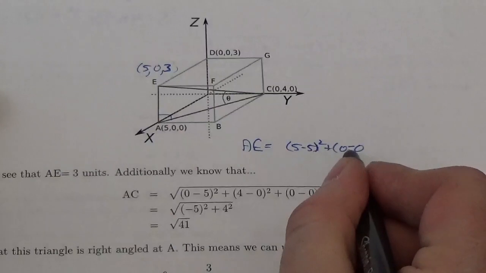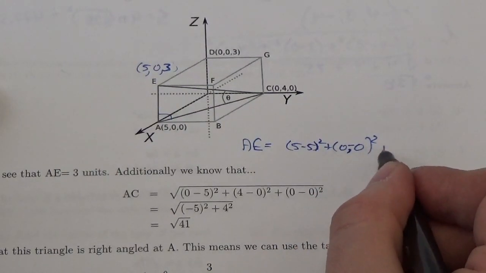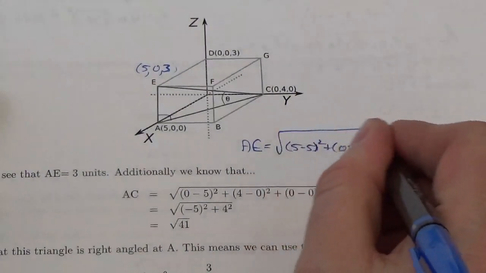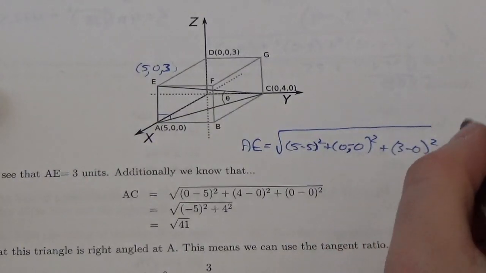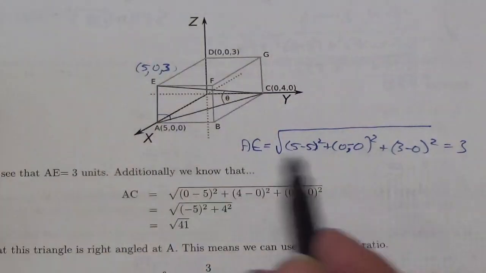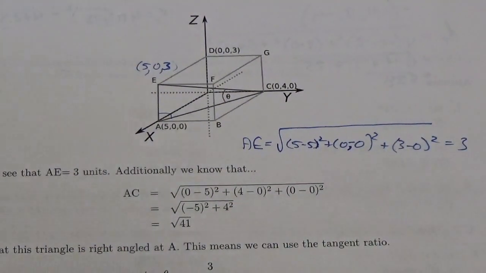Sorry, ignore that little comma there. Squared, and then plus 3 minus 0 squared, all square rooted. And that's just going to be 0, 0, and then 9, and the square root of 9 is going to be 3. So if you're not comfortable just making that call, well, clearly our Pythagorean theorem there will give that to us.